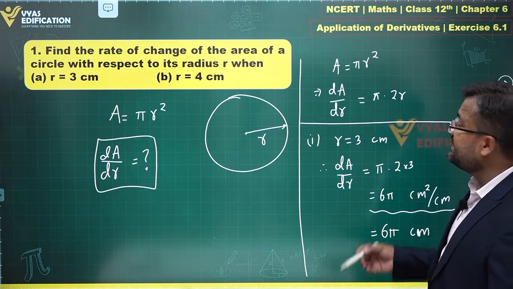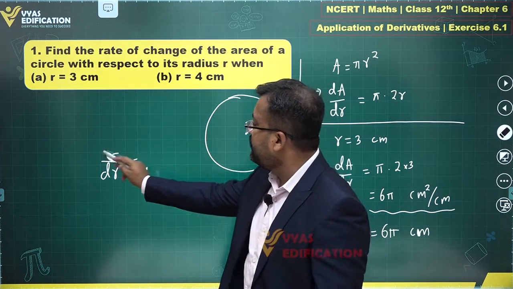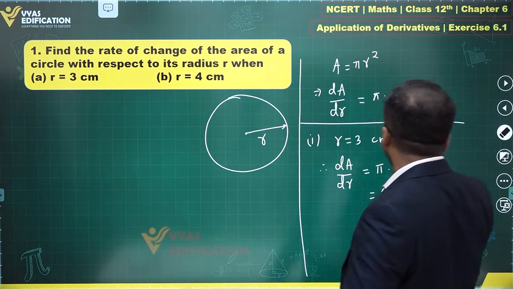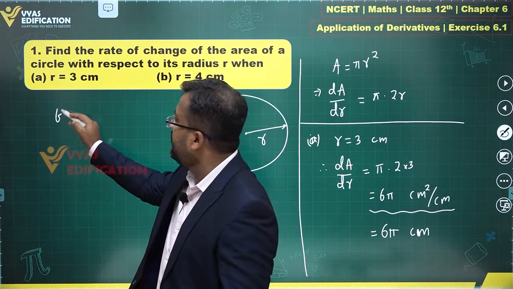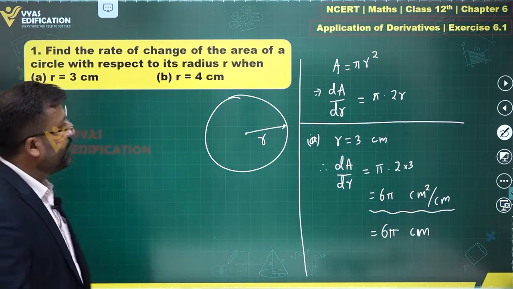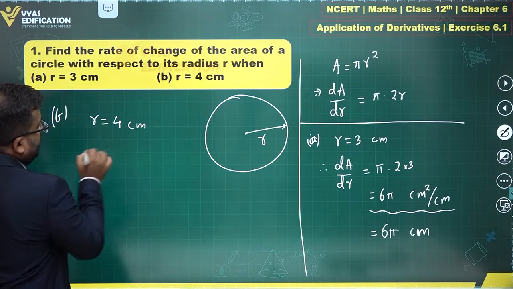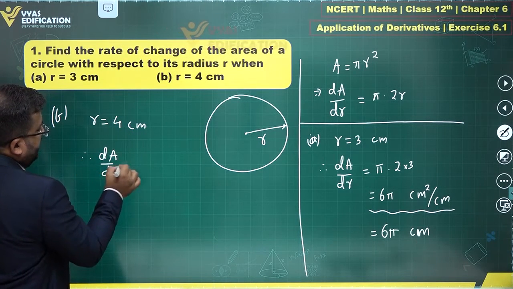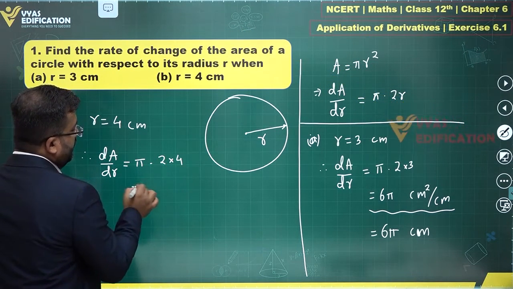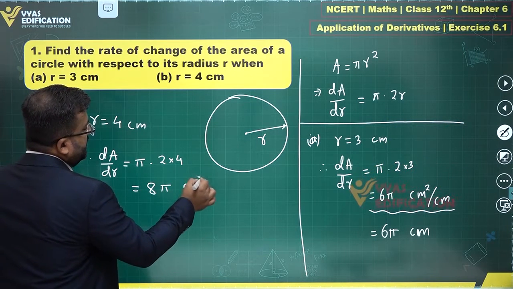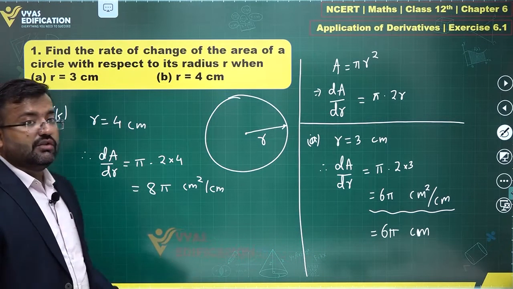What about the case when radius is 4 centimeter? Let's take a look at that second one. We have done all the calculations on the right hand side, so let's solve the second part on the left hand side. This is part A and this here will be part B. In part B, the radius is given as 4 centimeter. Therefore, dA by dr will be pi times 2 into 4, which is 8 pi centimeter square per centimeter. This is my final answer for this question.